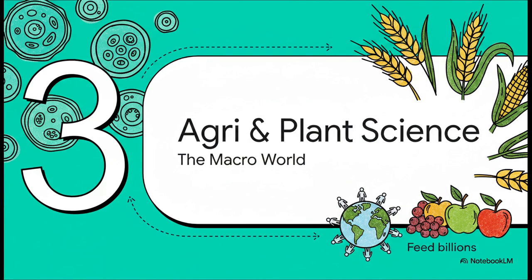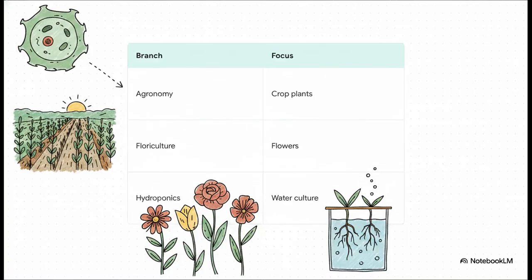All right, Section 3. Agriculture and plant science. So, how do we take this microscopic knowledge of organelles and actually use it to feed billions of people? Well, understanding basic plant cell biology creates entirely distinct, massive fields of study. We've got agronomy for land crops, floriculture for flowers, and hydroponics, which is this futuristic water culture where plants grow without soil. All of these massive industries depend completely on cell biology.